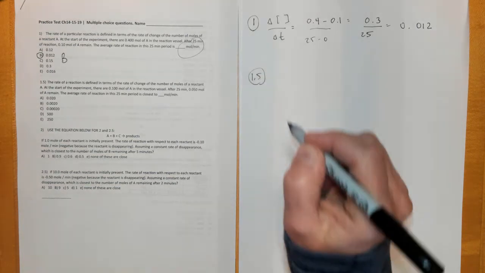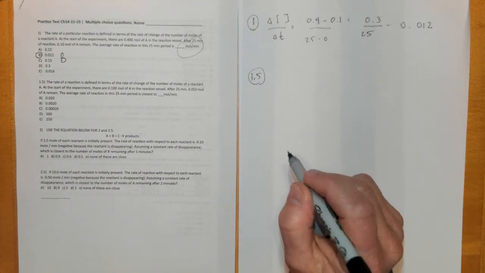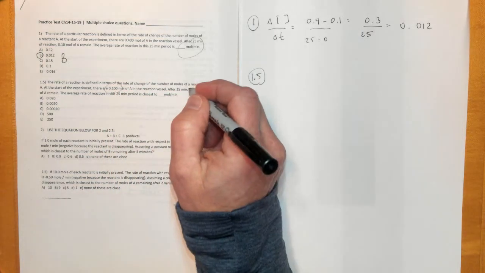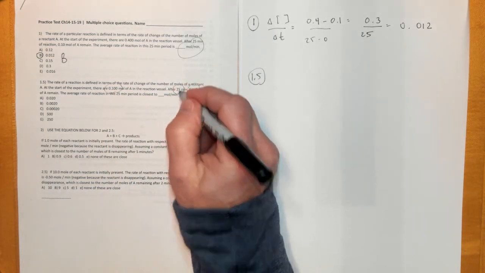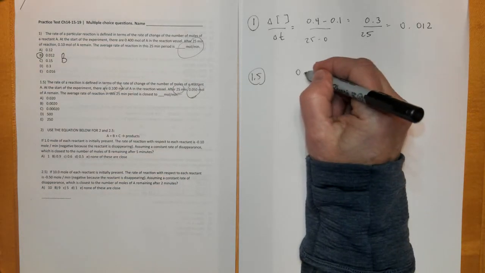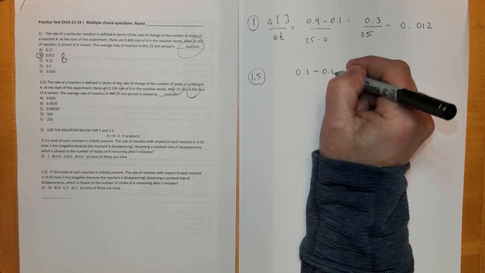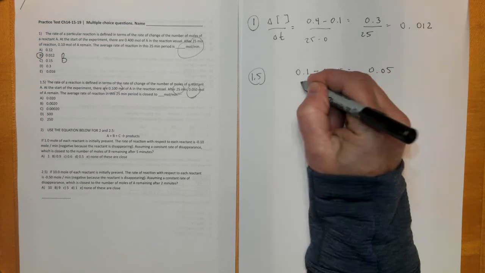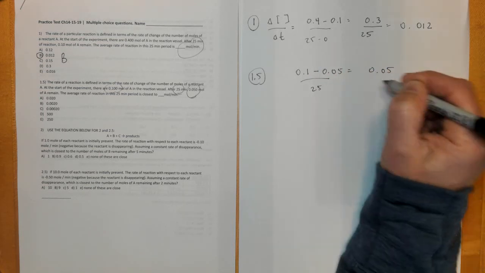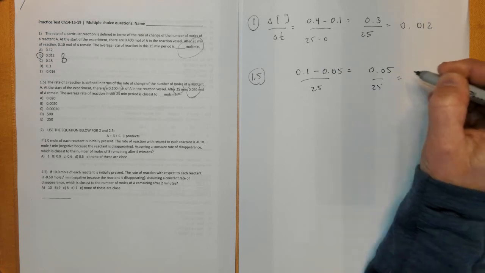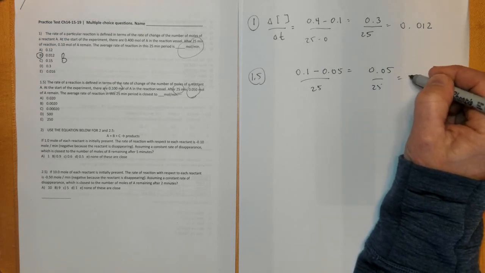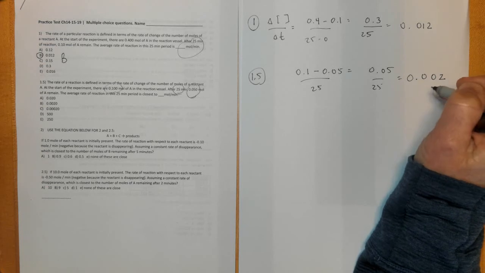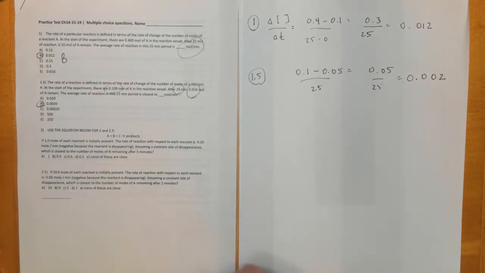1.5, similar question. This one now has 0.1, and it goes to 0.05 in 25 minutes. 0.1 minus 0.05, that means we are going to have 0.05 remaining. The amount of time, once again, is 25 minutes. So divide those two, we end up with 0.002 moles per minute, which is B.